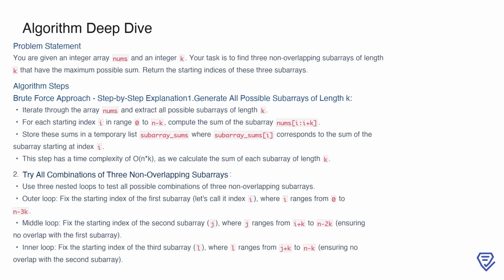Next, we explore all possible combinations of 3 non-overlapping subarrays. Using 3 nested loops, we fix the starting indices for the first, second, and third subarrays. The loops are set up to ensure that the subarrays do not overlap. For instance, the second subarray starts after the first one ends, and the third starts after the second one ends. This approach systematically tests all valid combinations of indices.